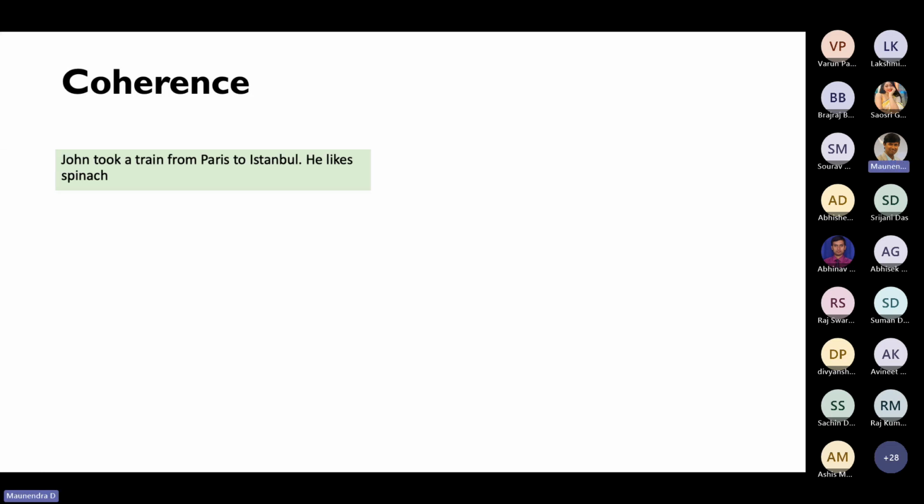Suppose we look at this pair of sentences. It says, John took a train from Paris to Istanbul. He likes spinach. So what do you think? Does it make sense? No. These are non sequitur statements.